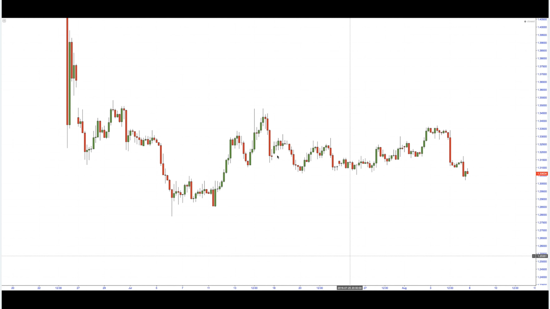So first and foremost, this is the GBP USD chart. This is the 4-hour time frame. I'm sure everybody is familiar with the time frames now after watching the TradingView chart setup and tutorial. So as you can see, this chart is nice and clear. We have no indicators on here.